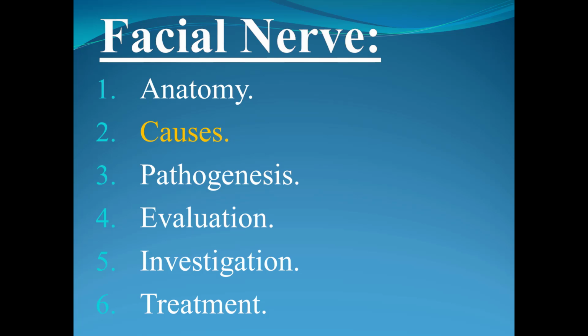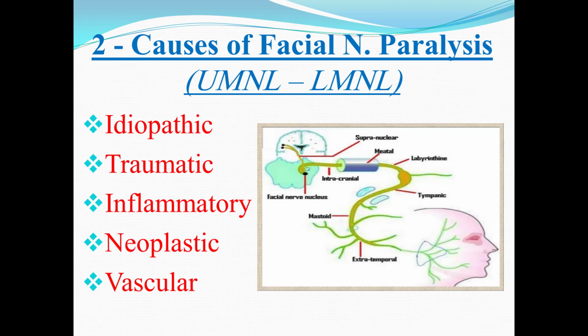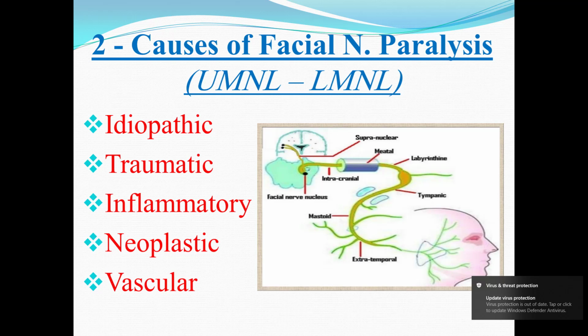Causes of the facial nerve paralysis. They are either upper motor neuron lesion, in which the lesion is above the motor nucleus, or lower motor neuron lesion, in which the lesion is at the motor nucleus or below.